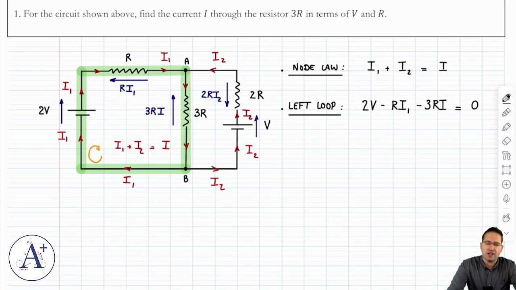Okay, well, it's not very complicated. Once you get used to it, it's pretty easy. But it's a nice way to not get your signs all messed up. Okay, so let's practice again. Let's do the right loop.